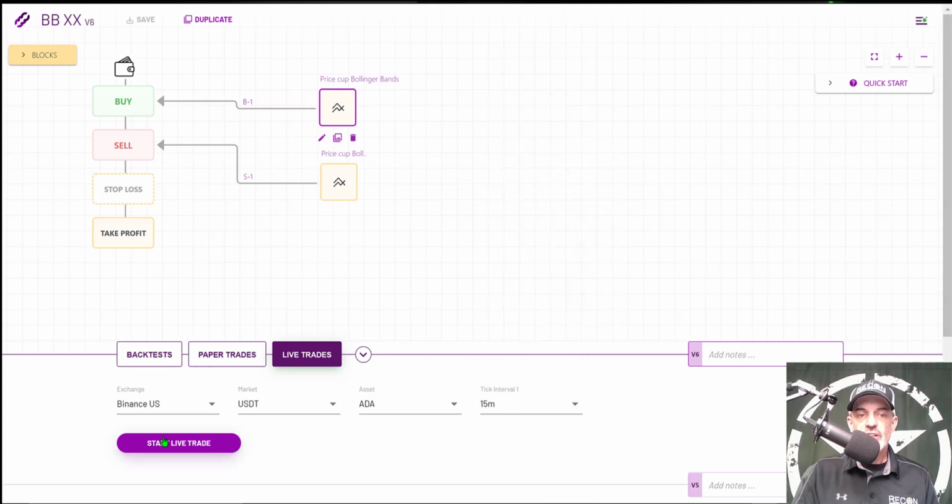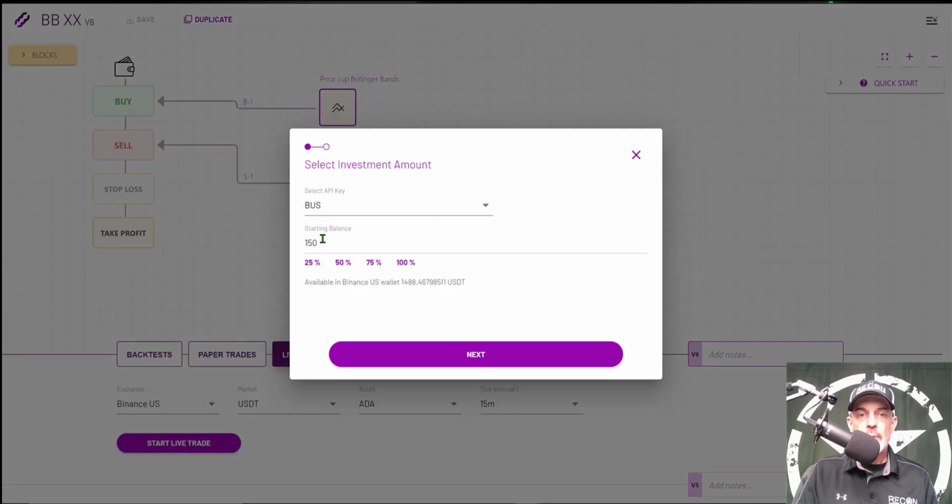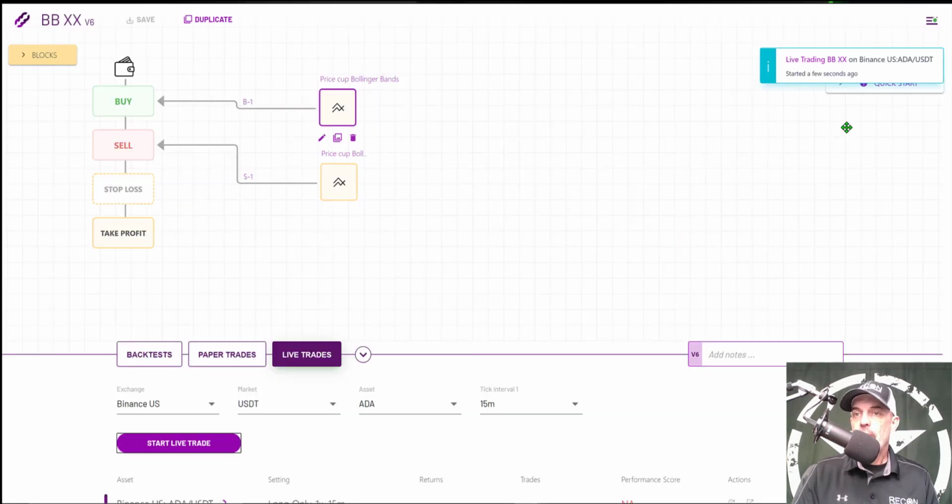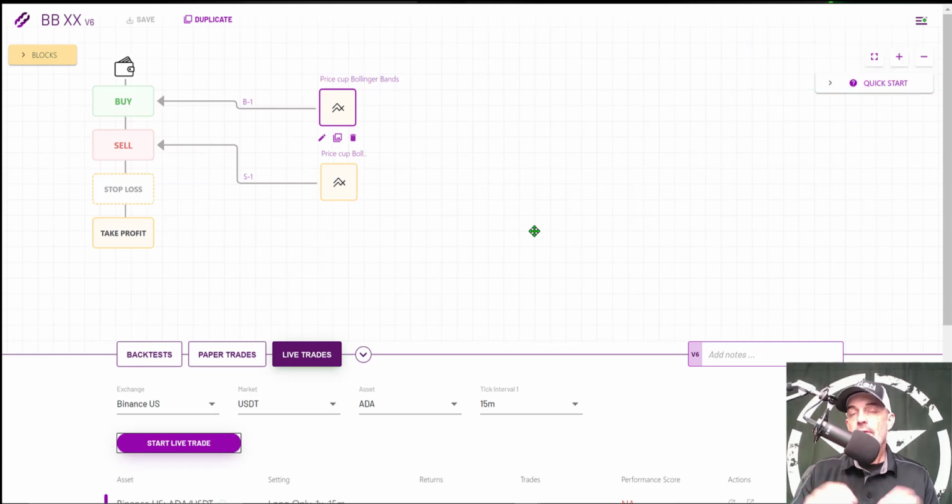So now I just need to click the start live trade. I need to give my bot some ammo, and in this case I'll give it 500 USDT, and click next, and the bot is now live trading. And that pretty much wraps it up.